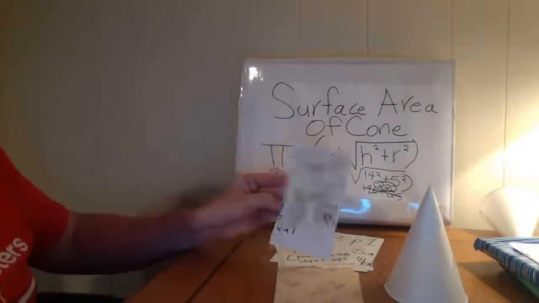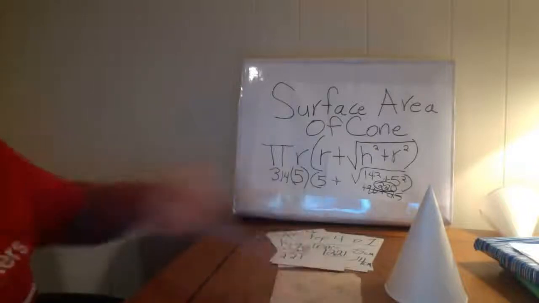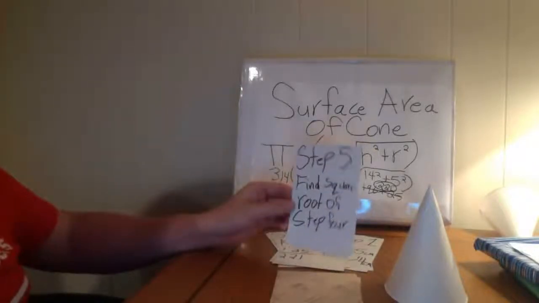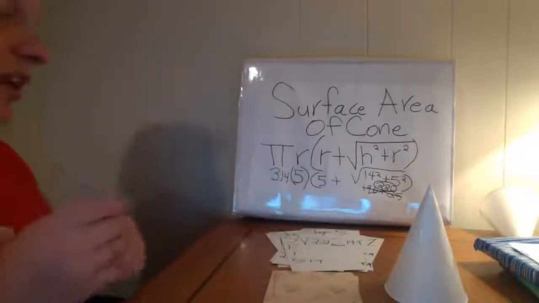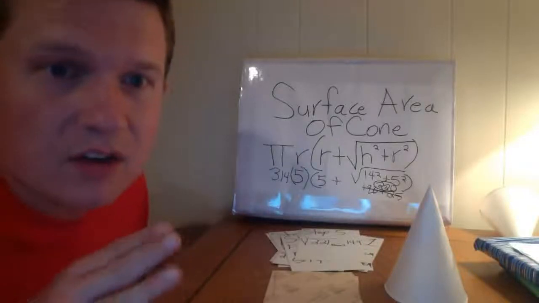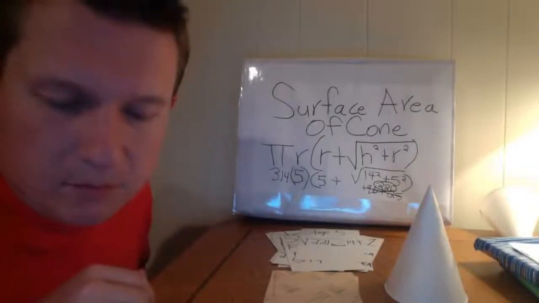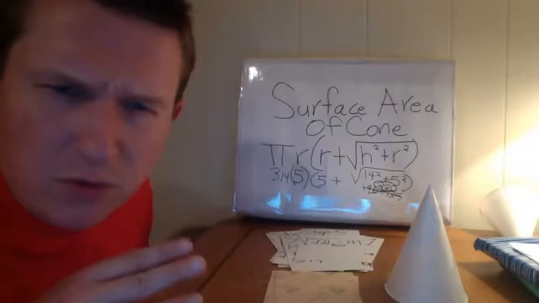There's my math once again. Find the square root of step 4. Voila. I did it in my head. I got about 14.9. Actually, that's not a hard one to do in your head because 225 is 15 squared, and 221 is very close.